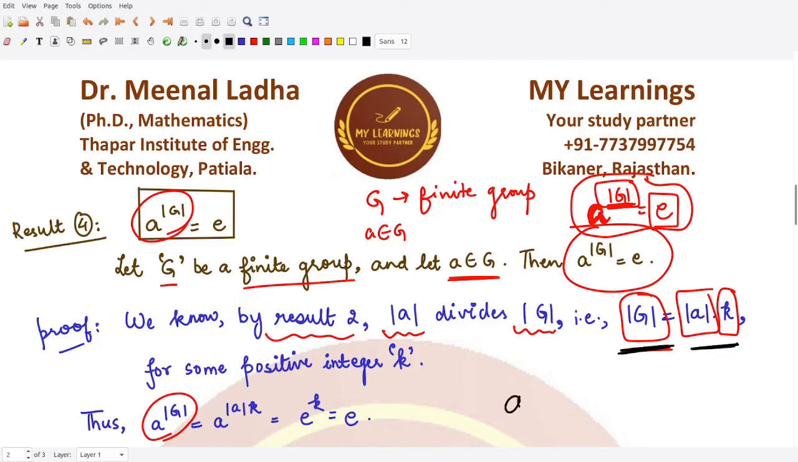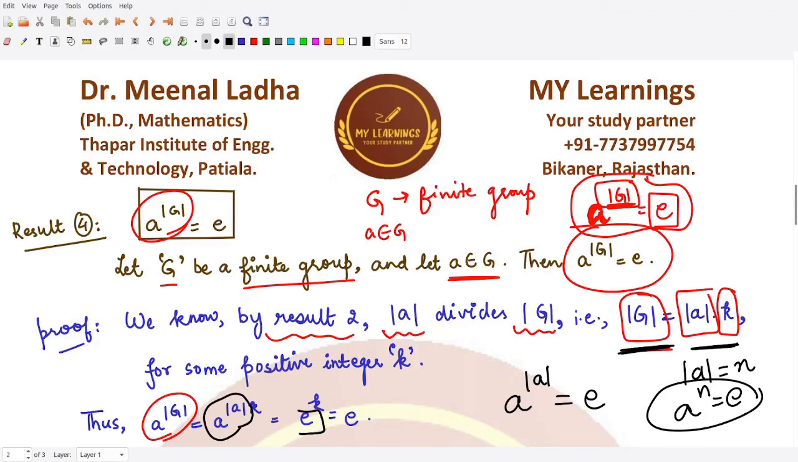Now what is A raised to the power the order of A? Whatever is the order of A, when you take A to that power, you would obviously get identity, because if the order of A is n, then A raised to the power n is obviously identity. So this is what we are using here. So A raised to the power the order of A is nothing but identity. So identity raised to the power K is again identity. Therefore we have A raised to the power the order of G as the identity element, and this is what we wanted to prove in this particular result.